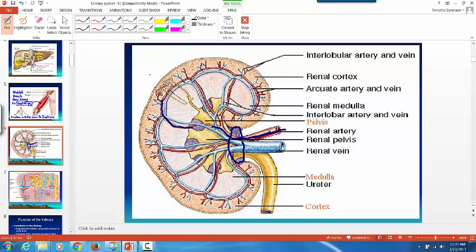So as you can see here, and I'll show you a better picture of it in a minute, this guy right here is the nephron. And both your kidneys have anywhere from 1 to 1.5 million of these nephrons.